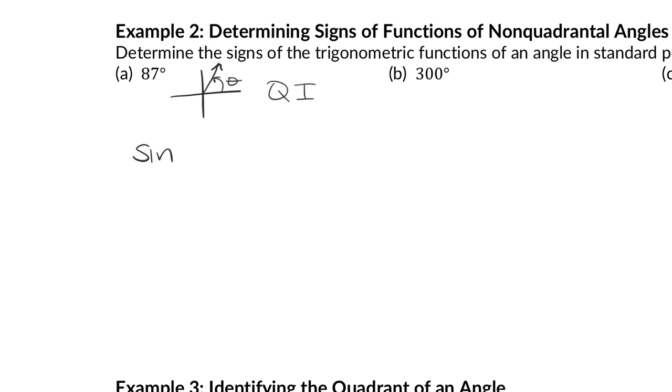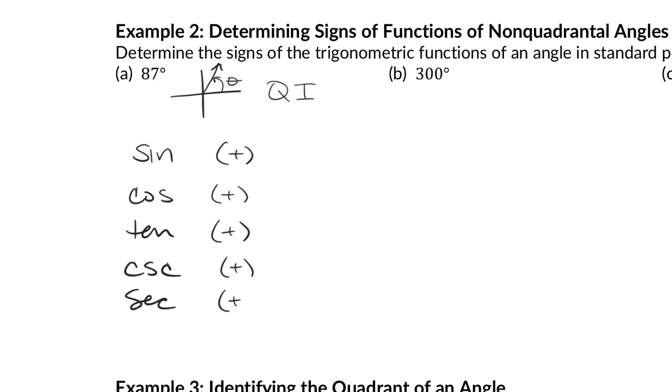I don't like the way I wrote that. Give it some space. Sine is positive. Cosine is positive. Tangent is positive. Cosecant is positive. Secant is positive. And cotangent is positive. Because all of them are positive. Check, done, too easy.